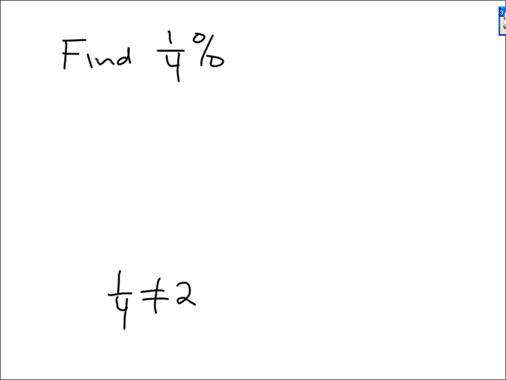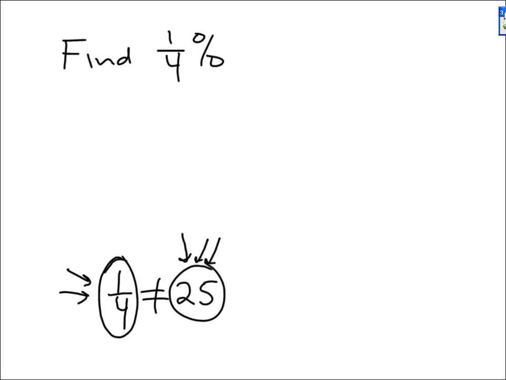Now, how about we're asking you to find 1/4%. Since 1/4 is less than 1, this is less than 1%. This is not 25%. 1/4 does not equal 25. I know it doesn't. It's very obvious to me. It needs to start to be obvious to you. This number is less than 1. This number is more than 1. This is a whole number. This is not.